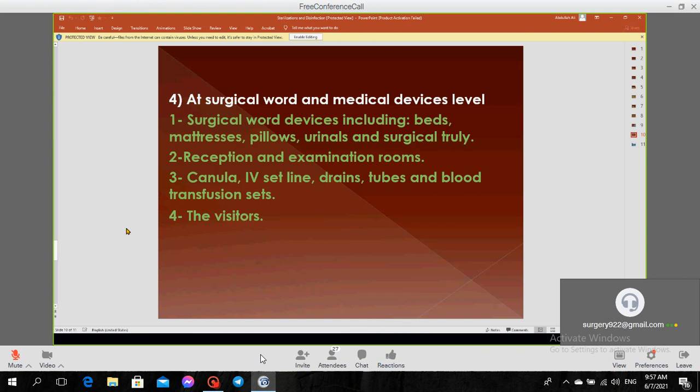Reception and examination rooms should be properly equipped and prepared. Cannulas, IV sets, drains, tubes, blood transfusion sets, all should be properly sterilized and kept.